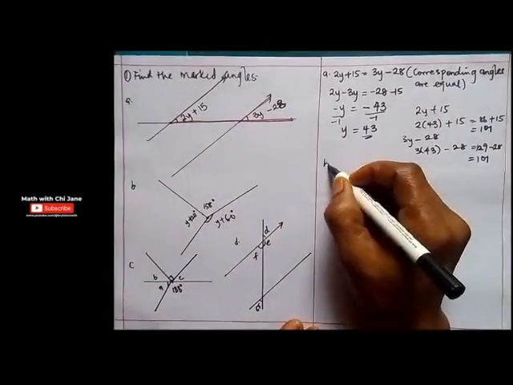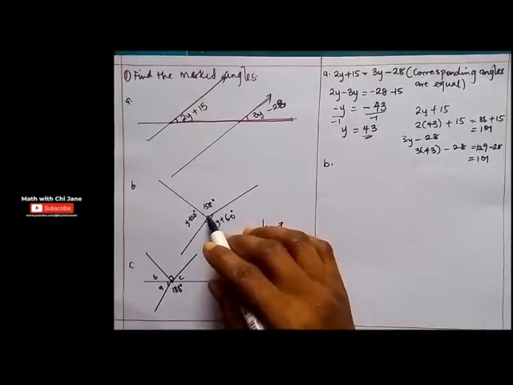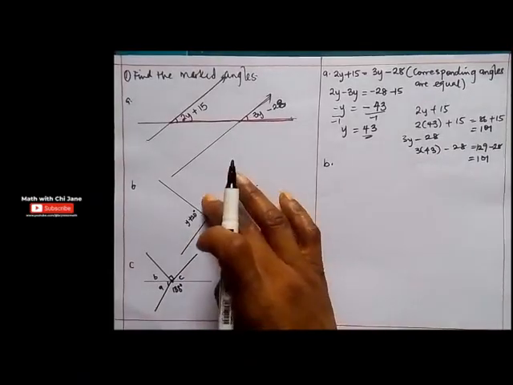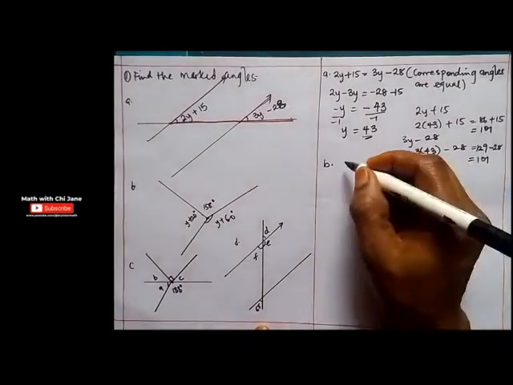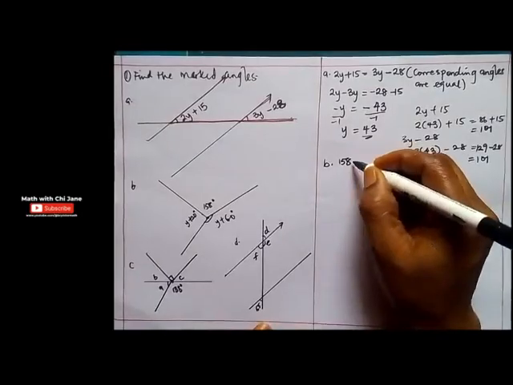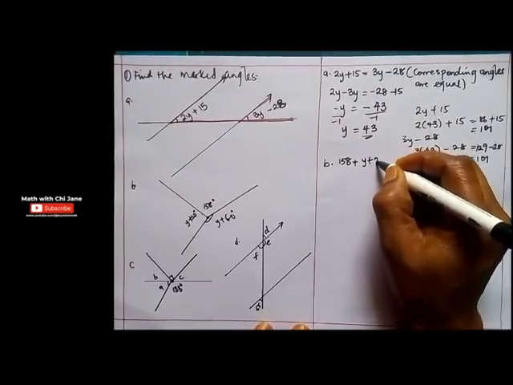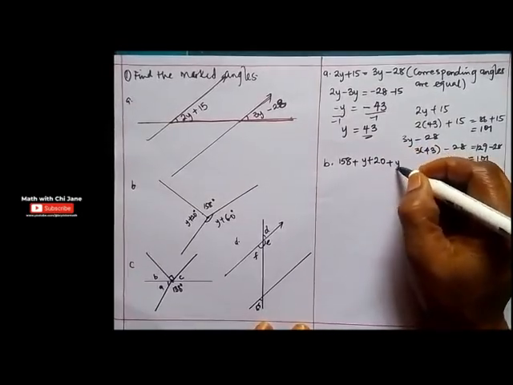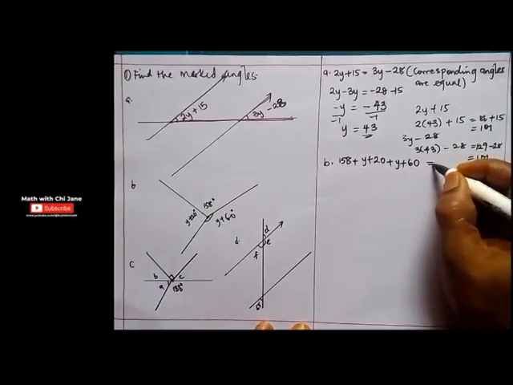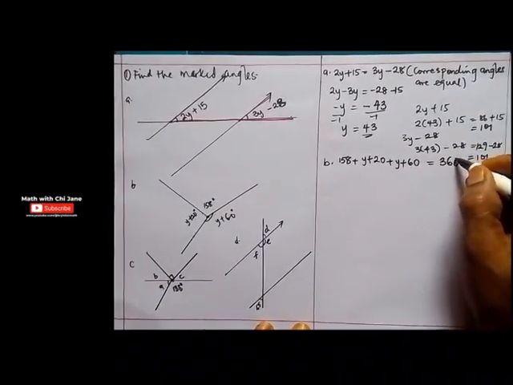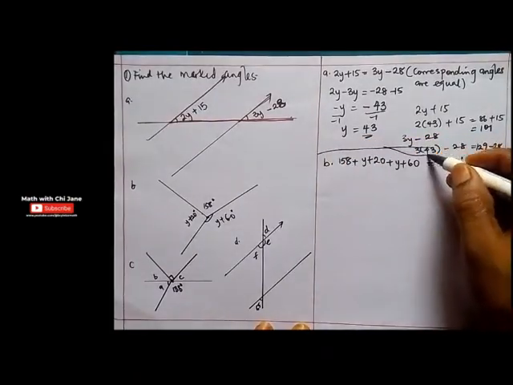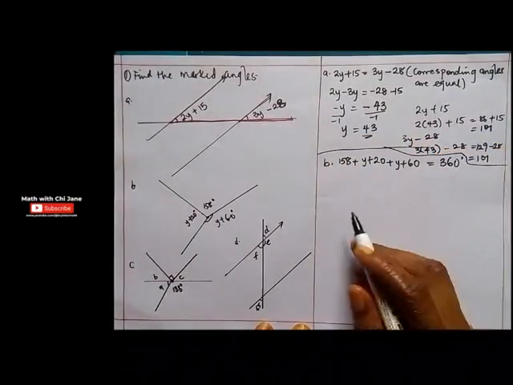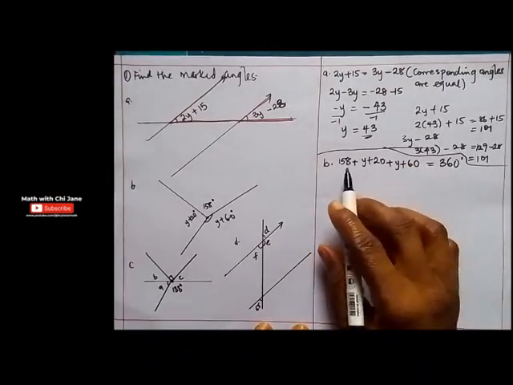Then the next part, this is angle at a point. So everything, we'll add up everything here, and the value must give us 360, because angle at a point is equal to 360. So we have 158 plus y plus 20 plus y plus 60. Everything is equal to 360 degrees. Okay, sorry, I mixed up the whole thing. Okay, so 360 degrees.